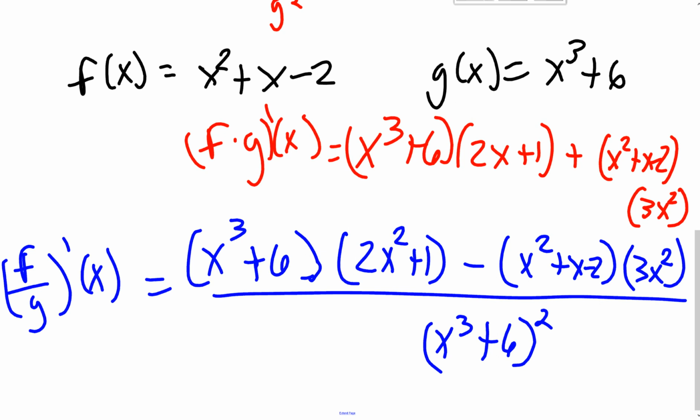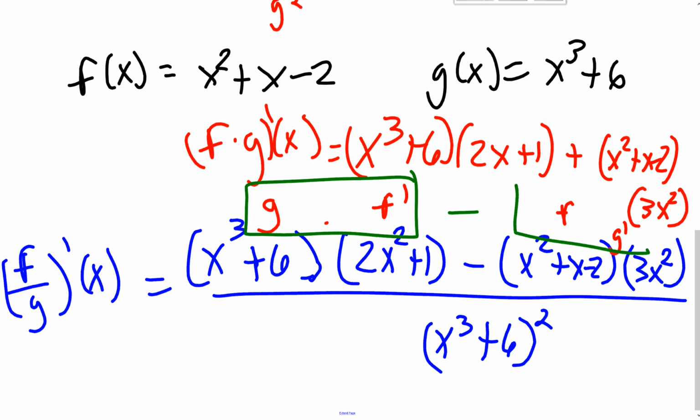So it's the derivative of the top times the bottom, or the bottom times the derivative of the top. You can switch those around. And then minus the top times the derivative of the bottom, or you could switch those around, the derivative of the bottom times the top. But this one, the top has to come first here, and then minus the derivative of the bottom. So it's the derivative of the top comes first, and then minus the derivative of the bottom, and then all over the bottom squared.